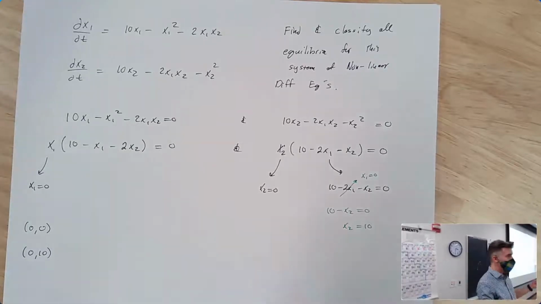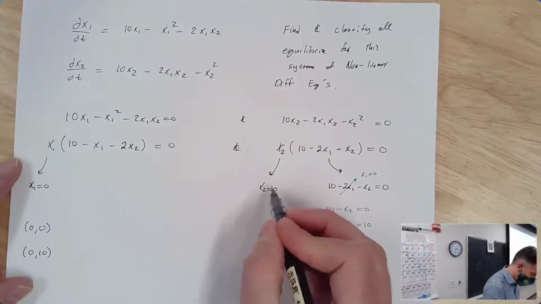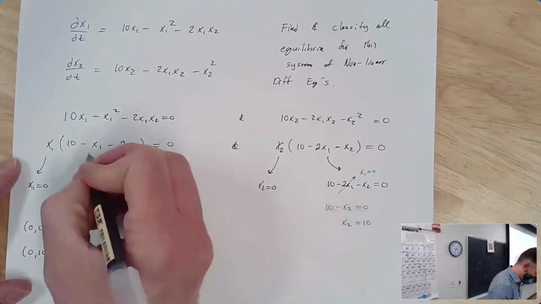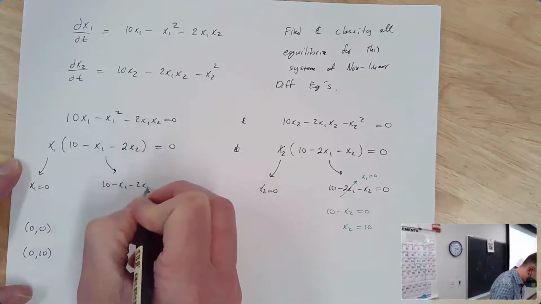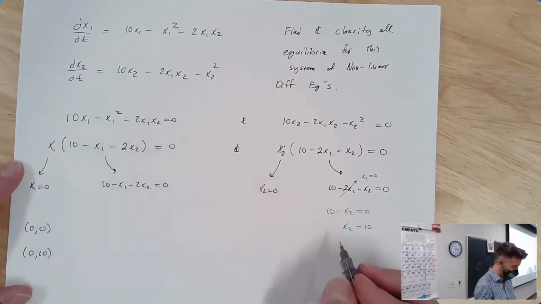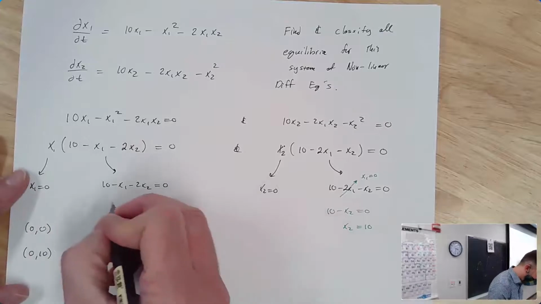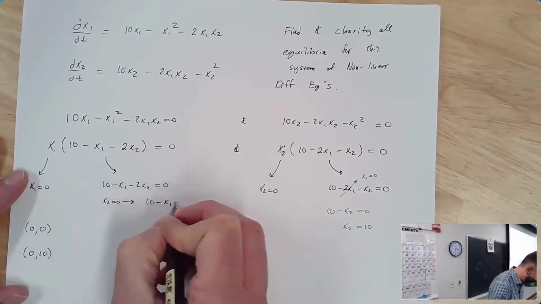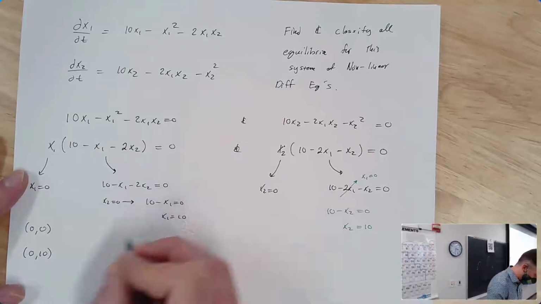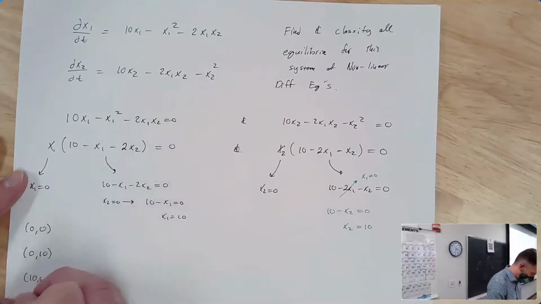But I could also have the kind of reverse. I could have this one equal to 0 and this one equal to 0, which is going to result in the same sort of thing but flipped. If x2 is 0, then I'm going to get 10 minus x1 equal to 0. So x1 is going to equal 10. So I also have 10, 0.